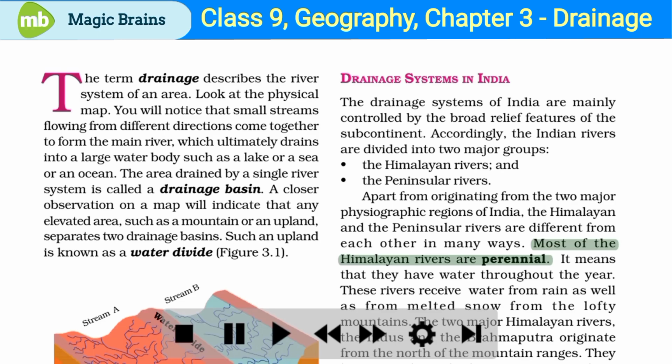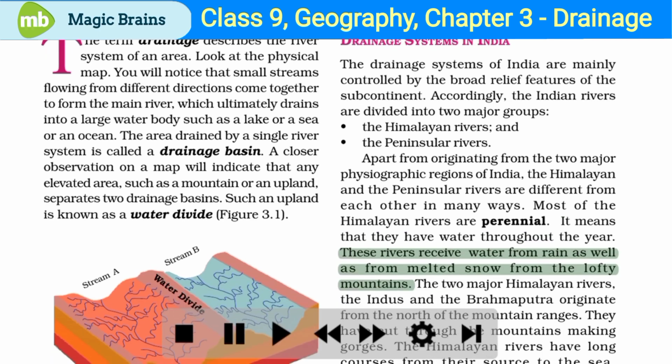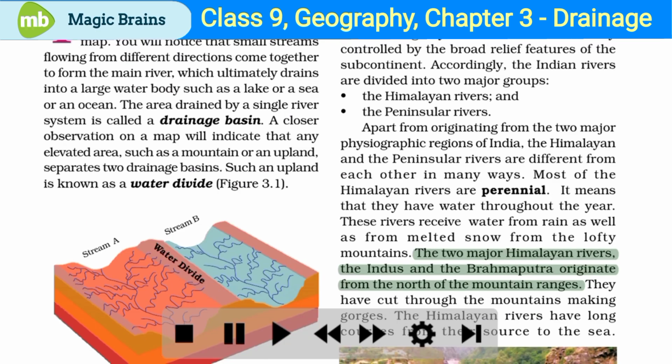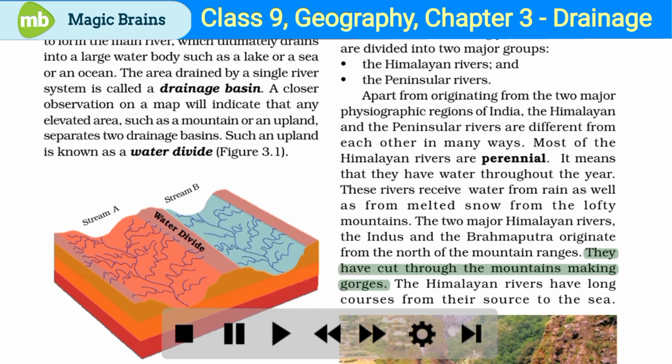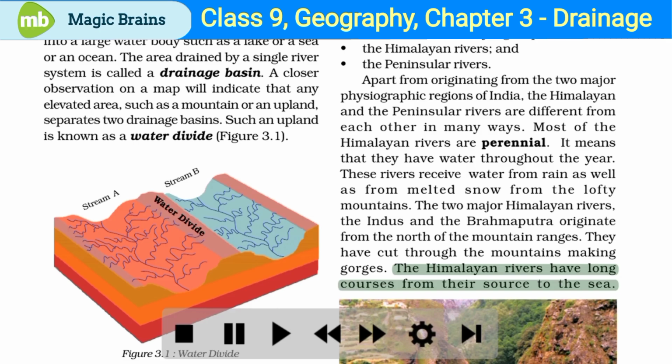Most of the Himalayan rivers are perennial. It means that they have water throughout the year. These rivers receive water from rain as well as from melting snow from the lofty mountains. The two major Himalayan rivers, the Indus and the Brahmaputra, originate from the north of the mountain ranges. They have cut through mountains, making gorges. The Himalayan rivers have long courses from their source to the sea.